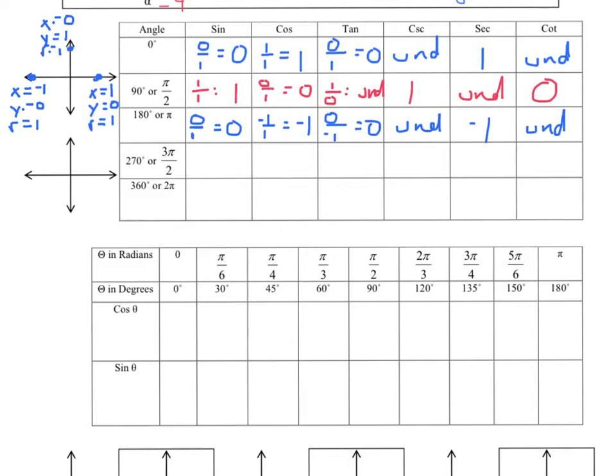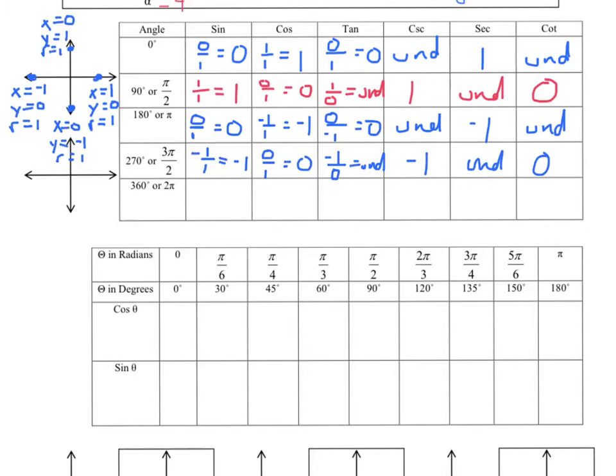Next we have 270, just down here. At that point, x is 0, y is a negative number. I'm going to choose it to be -1, and that would make r +1. So sine of 270 is y over r, -1 over 1, which reduces to -1. Cosine is x over r, which reduces to 0. Tangent is y over x, which is undefined. Reciprocate, reciprocate, reciprocate.